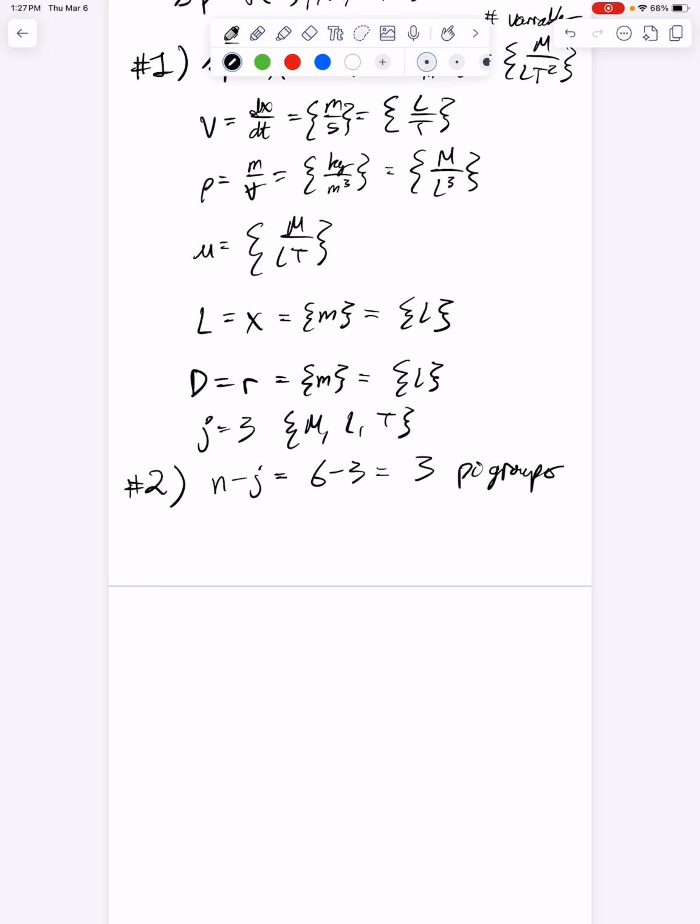This is now more relevant because if we have 3 pi groups, it means we have to pick 3 different terms to be part of the pi group, or to help non-dimensionalize every other term. And this is important because the terms you pick are important. Here's how I go about it.